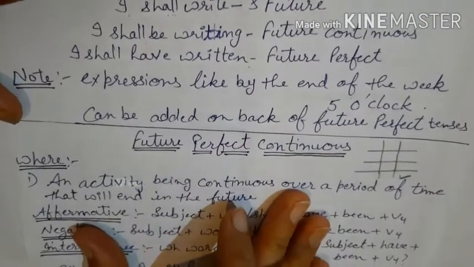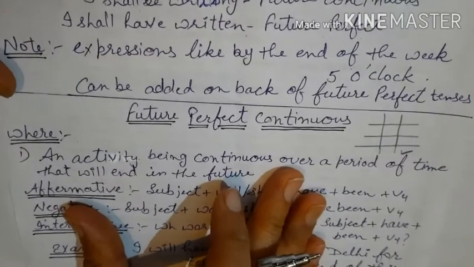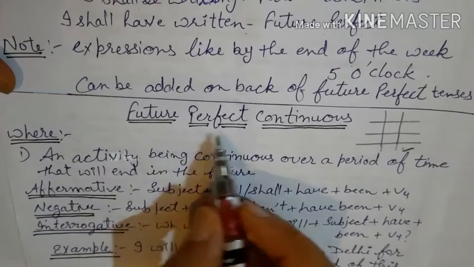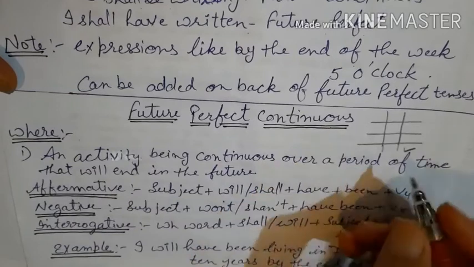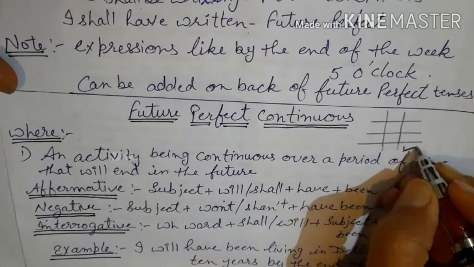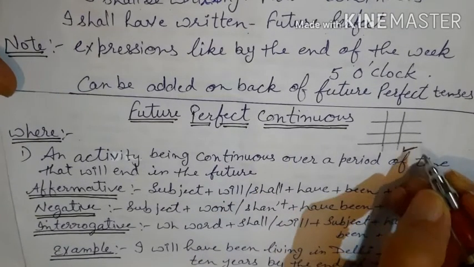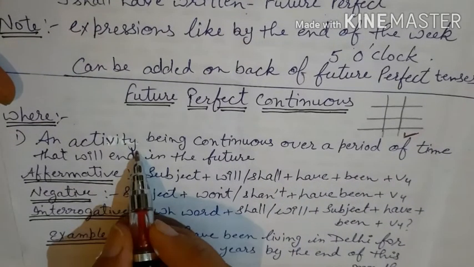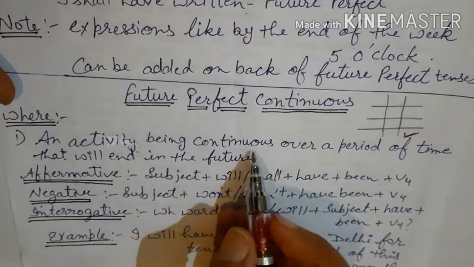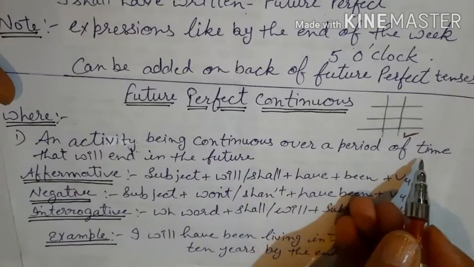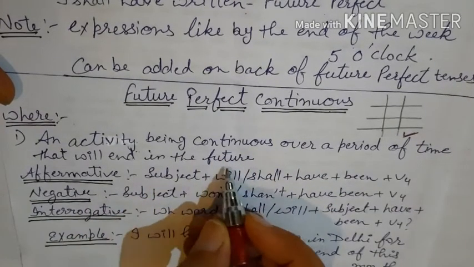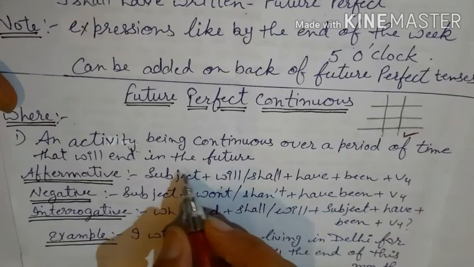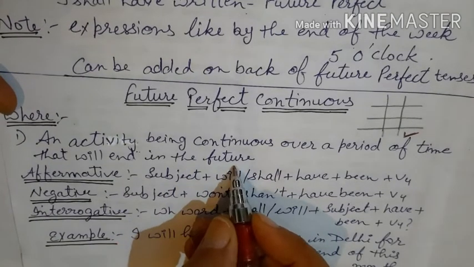Now let's move on to the next tense. That is your future perfect continuous. In the chart form, I'm referring to this box. Where do we use this tense? An activity or an action being continuous over a period of time that will end in the future.